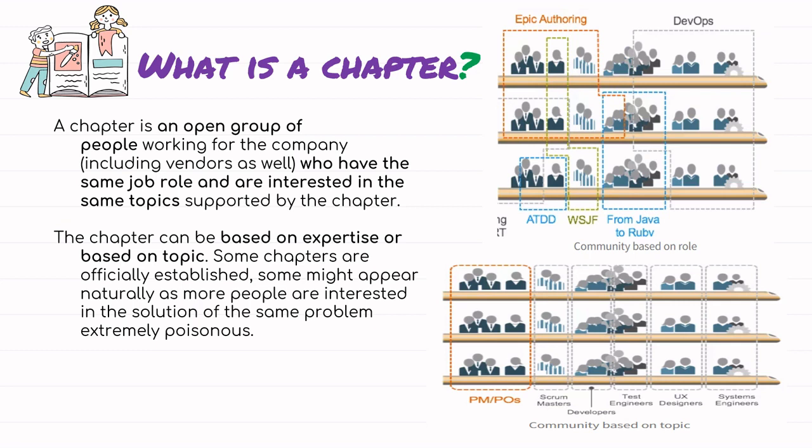few chapters based on different practices. For example, a DevOps chapter, or Java or Ruby chapter of developers, or, based on roles, a chapter of Scrum Masters, a chapter of test engineers, a chapter of UX designers, a chapter of system engineers. So like this, based on the role and expertise, you can divide your chapters.